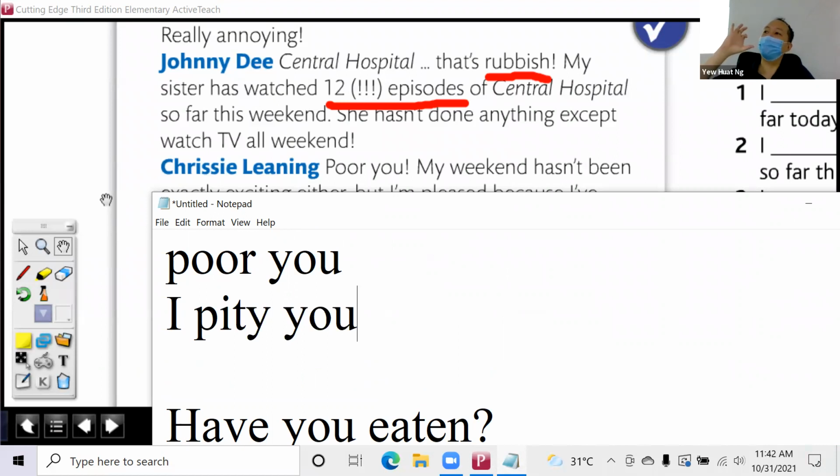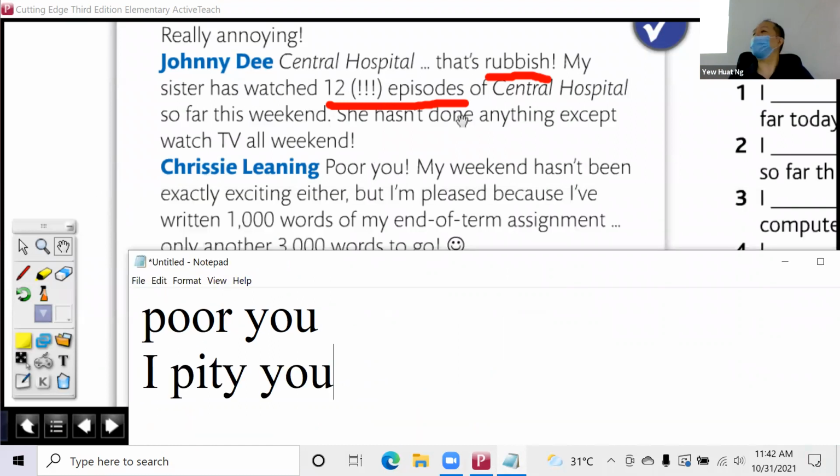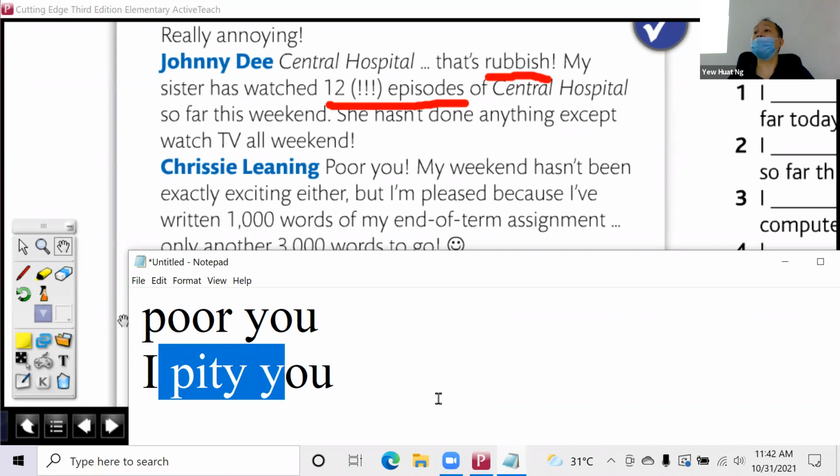It's the degree, it's the level. Poor you is like, oh no, I'm watching 12 episodes of this boring show. Okay. Oh no, I need to do OT. So poor thing. Oh, poor thing. Pity you is very, very sad. Your life is very, very sad. Really sad. No food to eat, no clothes to wear, no one loves you, you know. That is pity, okay? Okay.